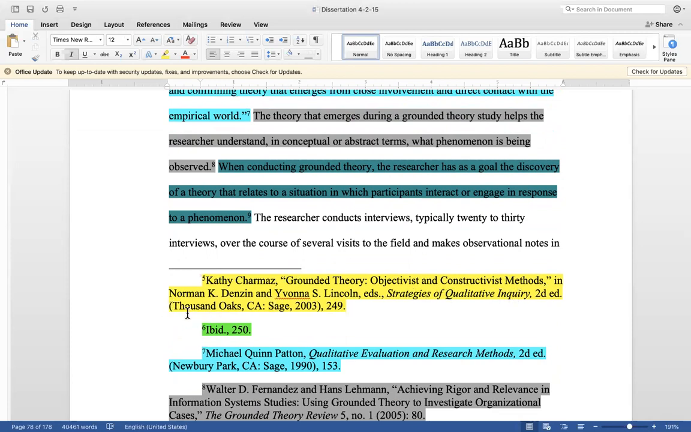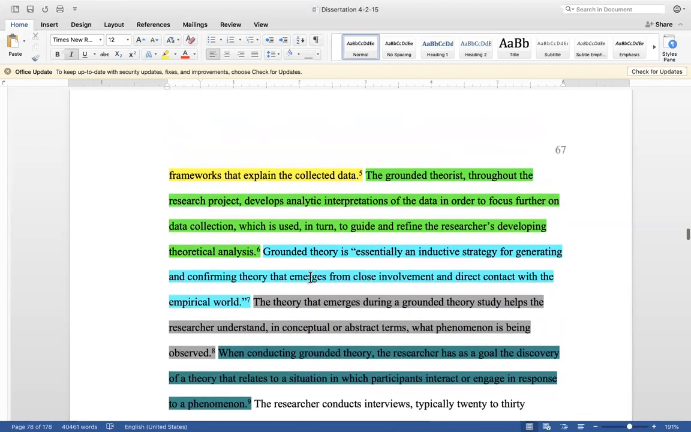We have parentheses around the place of publication. The publisher was Sage. That's the name of the publisher. It was published in 2003, closing parentheses, and a comma, and then a space, and then the page number, and then a period. So this is an illustration of using a chapter in a book and how to footnote that.